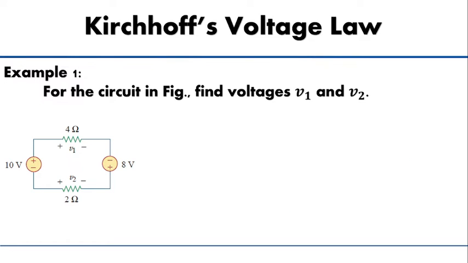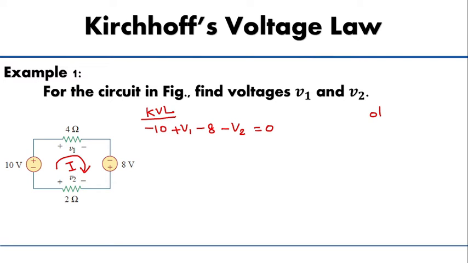Let us see an example for Kirchhoff's voltage law. Example 1. For the circuit in figure, find voltages V1 and V2. Before finding voltages V1 and V2, consider a current I which is flowing in the clockwise direction. By applying Kirchhoff's voltage law, we can write the equation as minus 10 plus V1 minus 8 and minus V2 equal to 0.